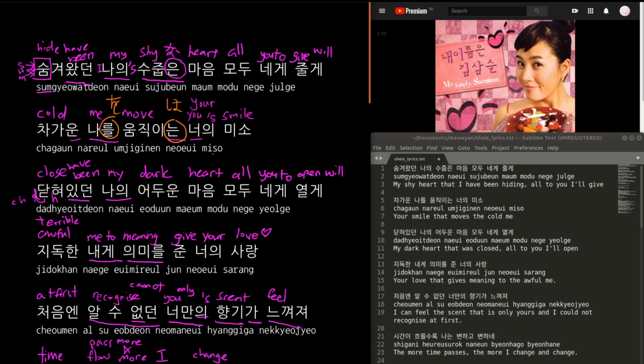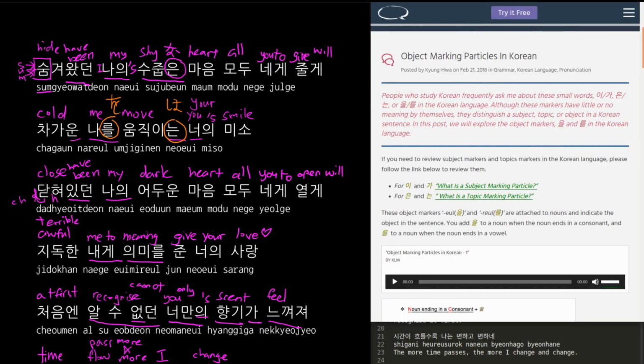Korean and Japanese are very similar. They're like sister languages. But for those of you who are not learning Japanese, here is a blog that explains the grammar to you. They call these marking particles, either object, subject, or topic marking particles. Basically, in the second sentence, 나를 tells you that 나 is the object. And 움직이는 너의 미소, the 는 tells you what the topic is. And the topic in this case is your smile. So we know that it's your smile that moves the cold me. I hope that makes sense.